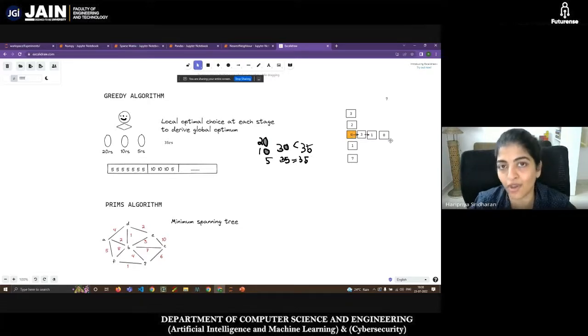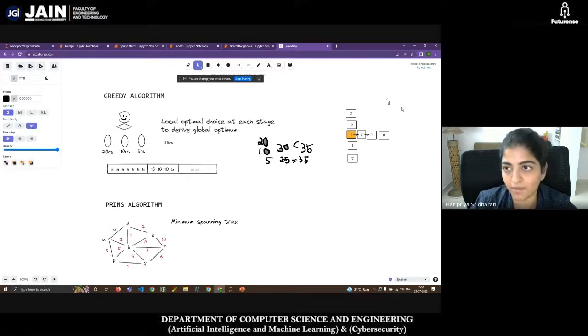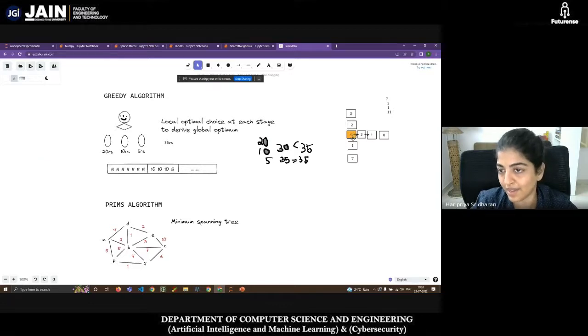So you have to keep going in that path. You do 4, 3, 1. So 7 plus 3 plus 1. So the sum is 11. So you only get 11 goals. But if you had taken this path, you would have ended up with 12 goals here.